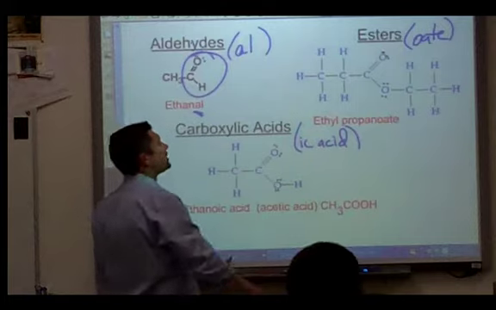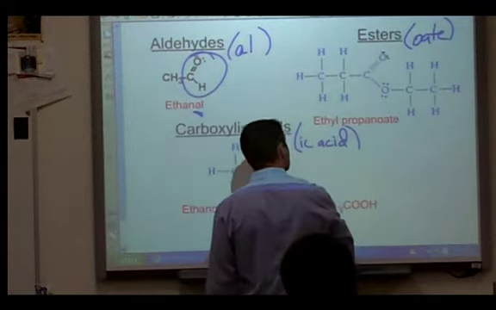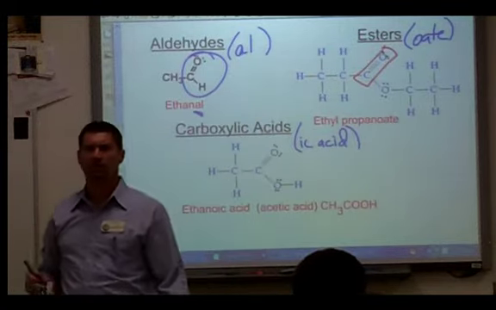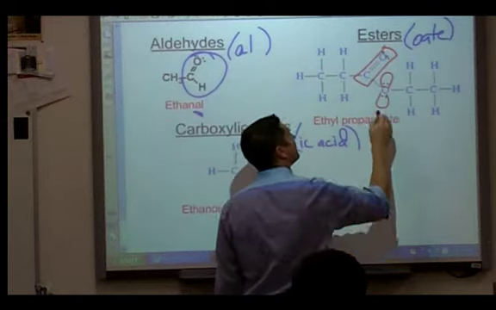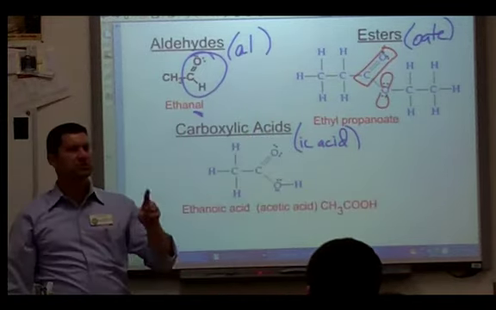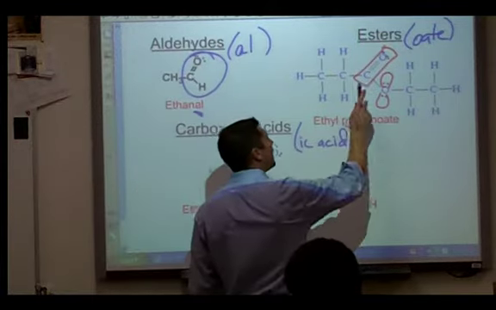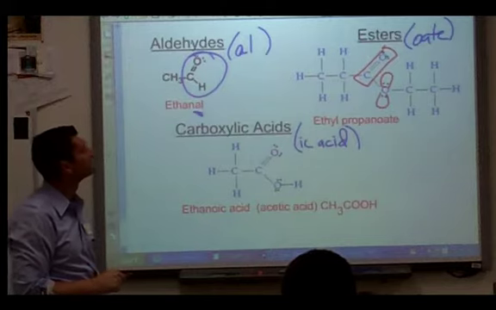Esters. An ester, does anybody recognize what's this part right here that I just kind of went over? Ketone. That's a ketone, isn't it? Okay. And what's this part right here? Ether. An ether. So if you see a ketone and an ether together, that's an ester. Gets kind of confusing, I know.